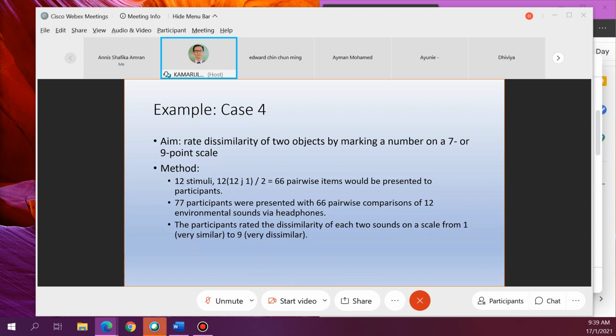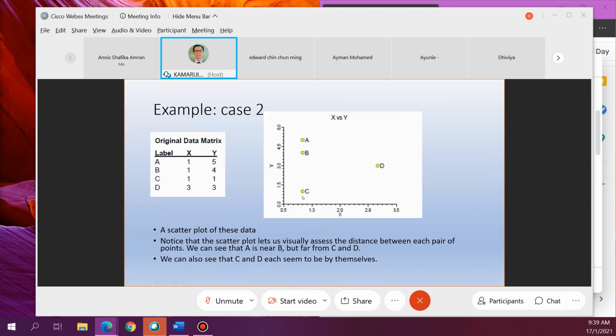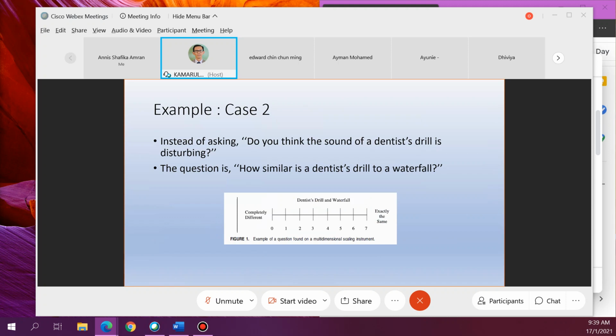Case number 4 is rating the dissimilarity of two subjects. You can rate dissimilarity and you can rate similarity. It's the same thing, okay? So for case number 4, rate dissimilarity between two objects. And how to do that? You can use a 7 or 9 point scale.